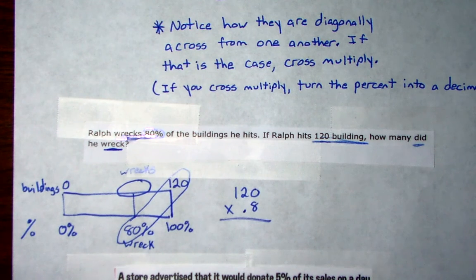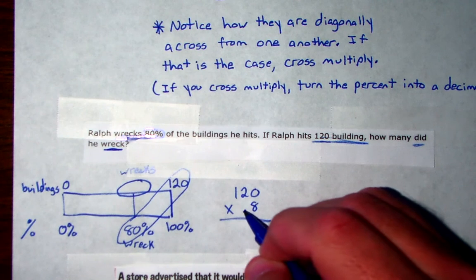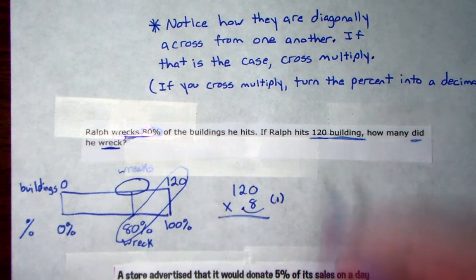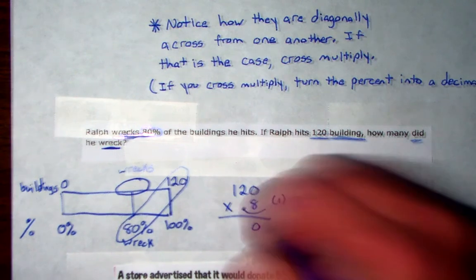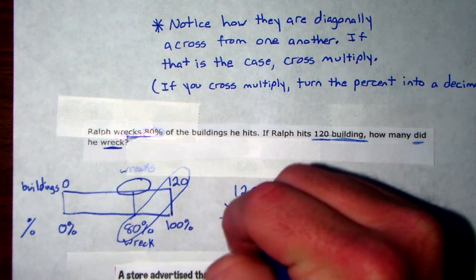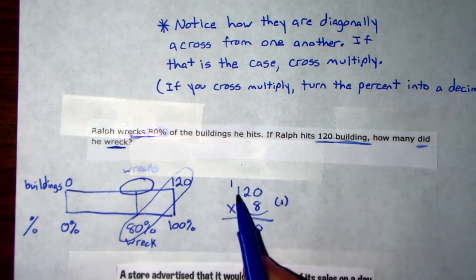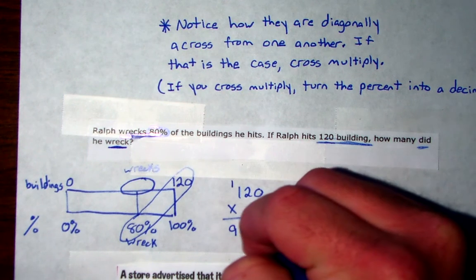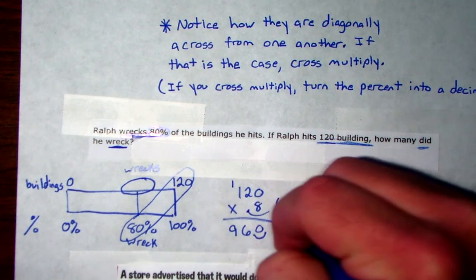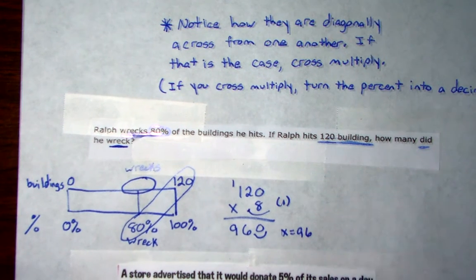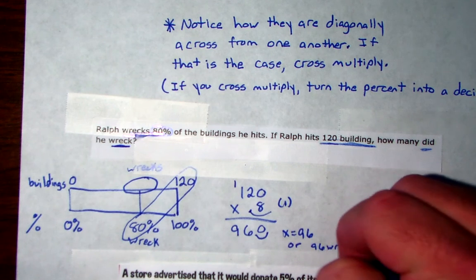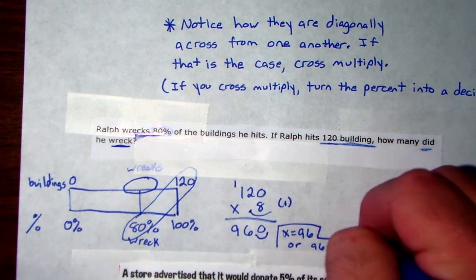Alright, so again, going back to the first or second six weeks of the school year, when you're multiplying decimals, move the decimal to the back. That was one movement. Now let's multiply. 8 times 0 is 0. 8 times 2 is 16, so put up the 1. 8 times 1 is 8, plus 1 is 9. But remember, I have to move that decimal back one time. There's your answer. X equals 96, or, he wrecked 96 buildings. Guys, you're done. That's your answer.